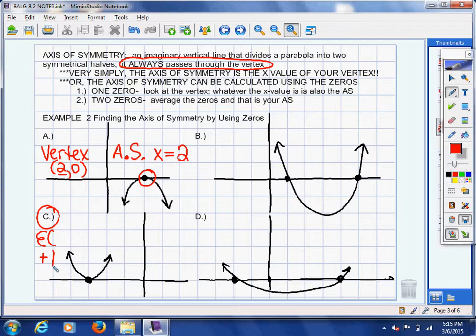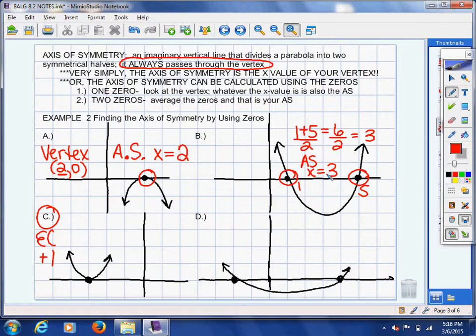Then you can use your zeros, okay? So if you have 2 zeros like we have in letter B, and I'll circle them, there's our zeros. We have a 0 at 1 and a 0 at 5. Then what you can do is average your 2 zeros together, and that number is your axis of symmetry. Okay, so if I can't tell from my vertex what it is, it doesn't seem really clear what my vertex is, then just add these two up. 1 plus 5 is 6, and then average those two numbers together, and you'll get 3. So your axis of symmetry is the imaginary line x equals 3, which is pretty close.